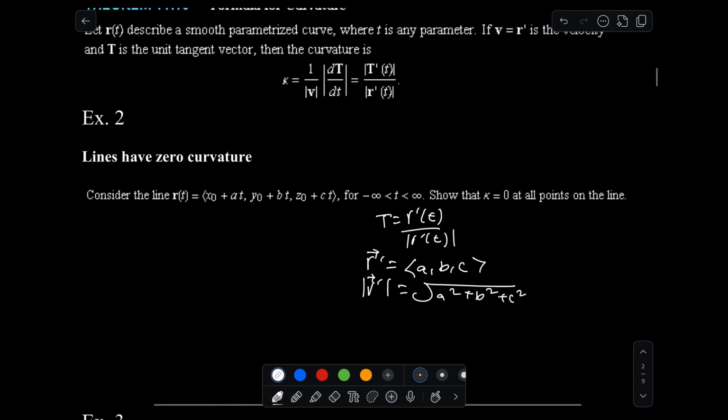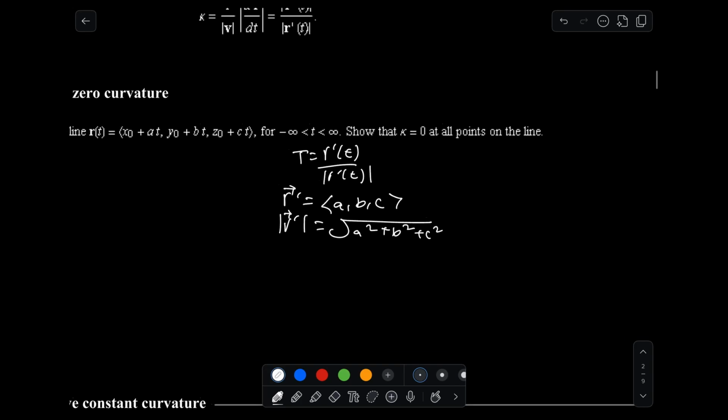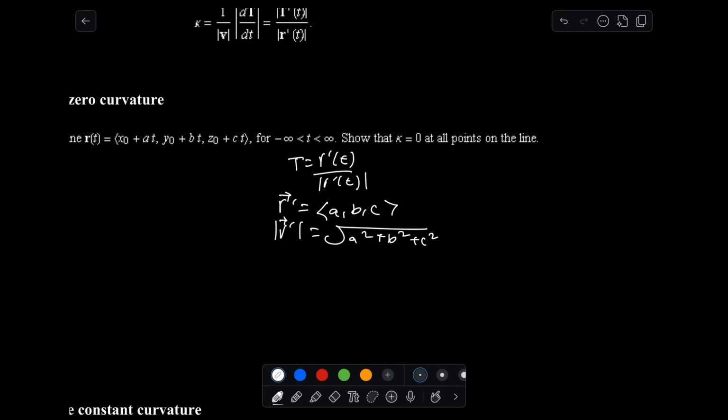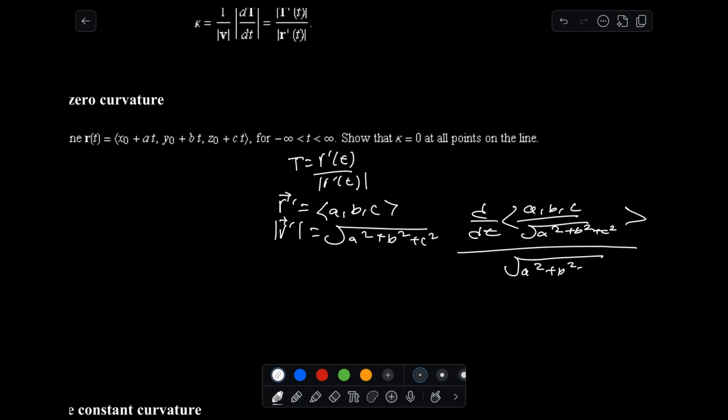And then we have this, and then you have to do r prime over the magnitude of r prime of t, which gets you a, b, c over this whole quantity. You take the derivative of that with respect to t. All these are constants right here, so we can just say that the curvature is going to be 0 for all points on the line.